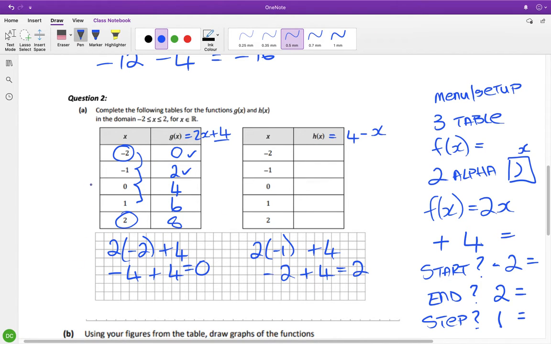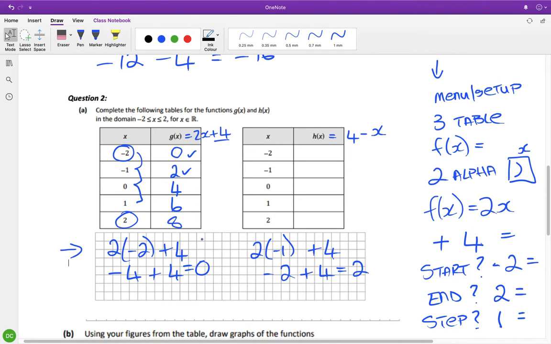Okay, so you can do it on your calculator, just like I did over here, or you can do it kind of manually, as in do it out, and that's fine too. Either way will work. Okay, so I'm going to do the second one. So I'm going to press menu, I'm going to press number 3, and this time I'm going to type in 4 minus alpha x and press equals.